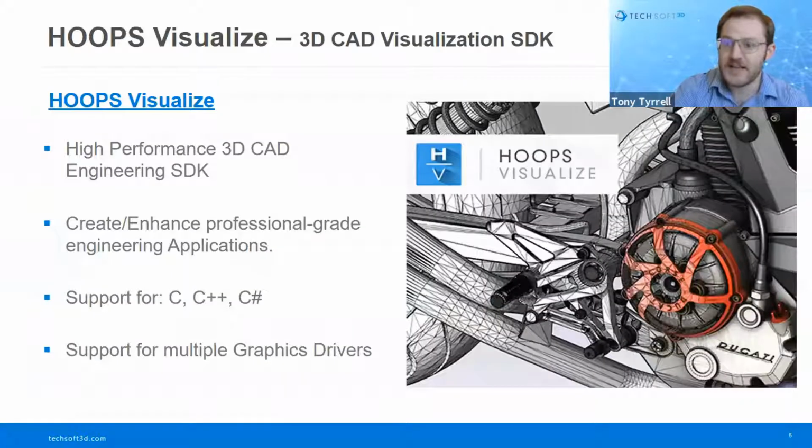Hoops Visualize is a 3D visualization SDK. It specializes in high-performance 3D CAD engineering applications. So you can either create new applications from this, or you can integrate Hoops Visualize into existing applications to boost their visualization and performance. The Hoops Visualize SDK has support for C, C++, and C#. Today we're going to be talking specifically about the C++ API and how we pull that into Java.